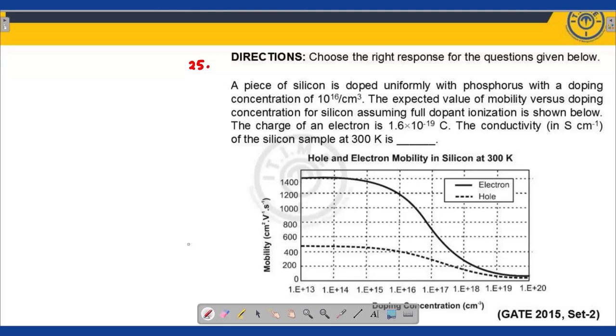So that particular thing I am going to explain over here in a detailed manner. Very important: a piece of silicon is doped uniformly with phosphorus with a doping concentration of 10^16 per centimeter cube.